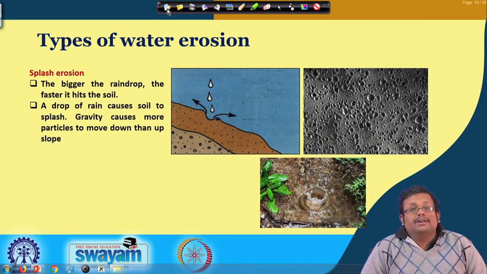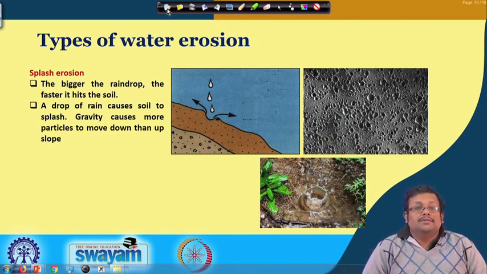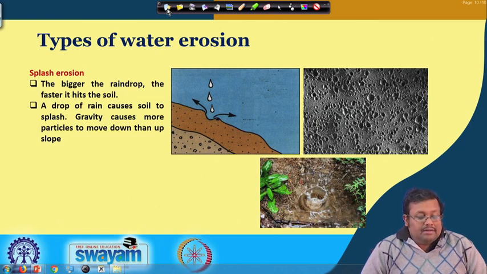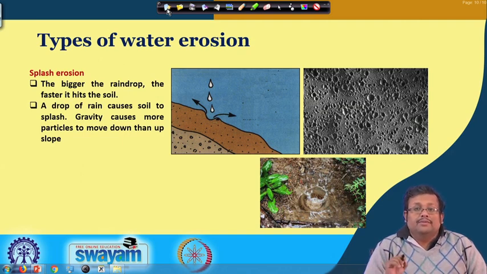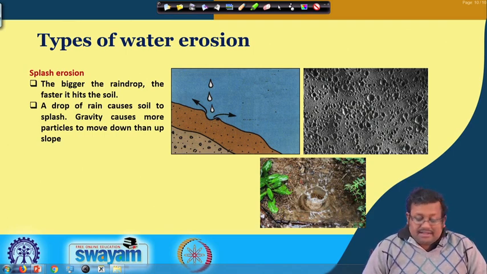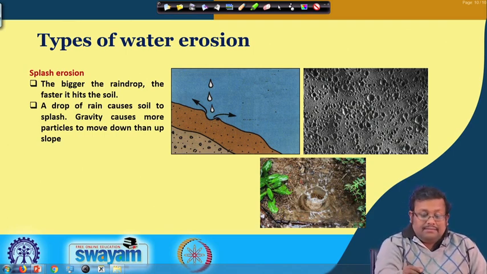Finally, a drop of rain causes soil to splash, and gravity causes more particles to move down than upslope. As a result of this splash erosion, the soil splashes away, the bigger clods break down, and the individual soil particles move away with the flood water from one place to another. So this is splash erosion.